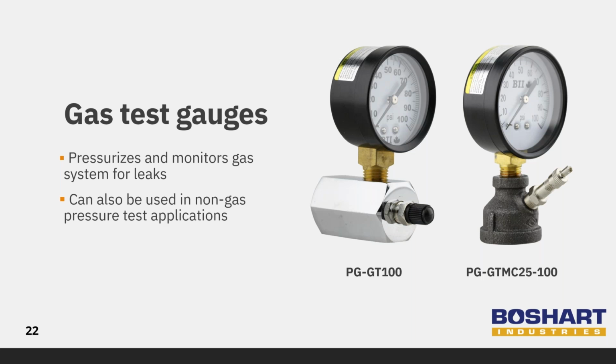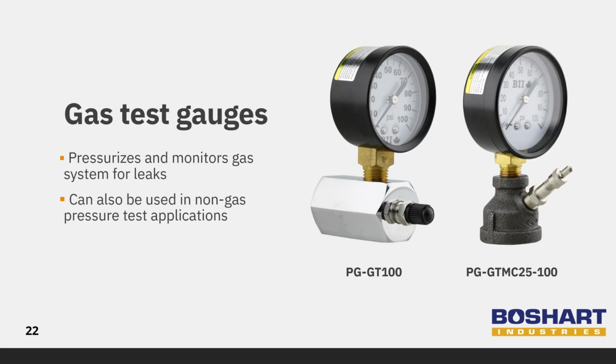Gas test gauges provide a quick and easy way to pressurize and monitor a gas system for leaks. These gauges come completely assembled on a brass hex manifold or a malleable concentric reducer coupling with side port that incorporates an air valve complete with plastic cap. Both are available with pressure ranges from 15 to 200 psi.